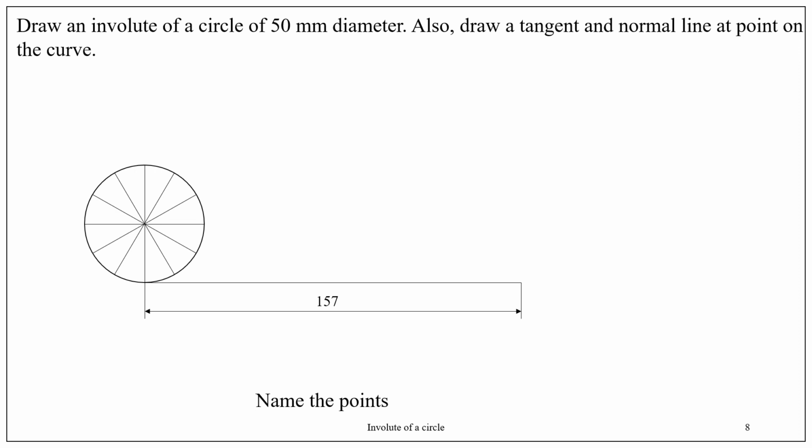Name the points on the circle as 1 dash, 2 dash, 3 dash, 4 dash up to 11 dash, and the 12th and bottommost point is named as P. The other end of the horizontal line is also named as P.